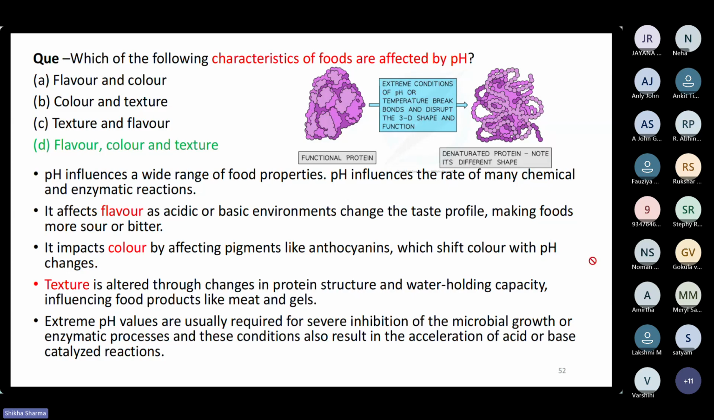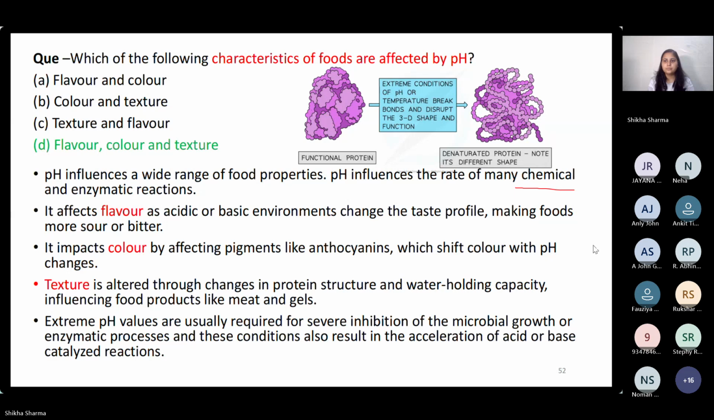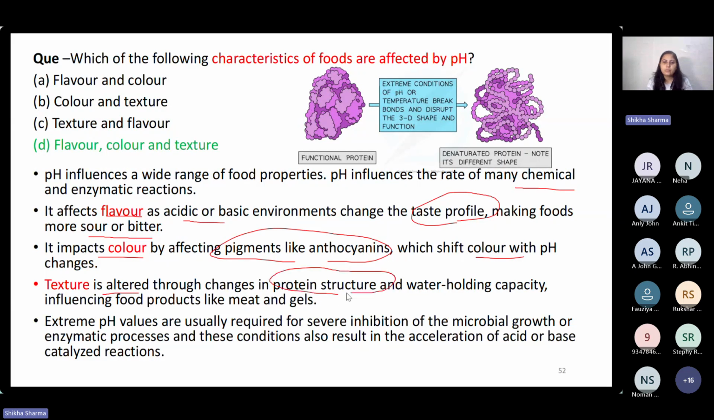So pH affects the rate of many chemical reactions and many enzymatic reactions. It affects flavors as acidic or basic environments can change the taste profiles, making foods more sour or bitter. It also affects the color because it affects pigments like anthocyanin, which shifts its color based on the pH. And texture also, because there can be a change in the protein structure or water holding capacity, which can affect meat and gels.